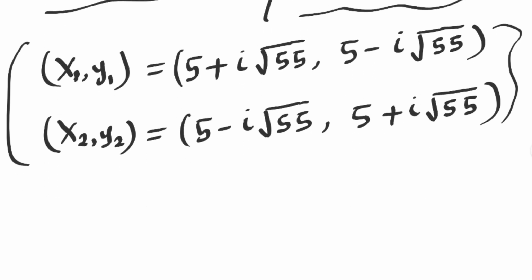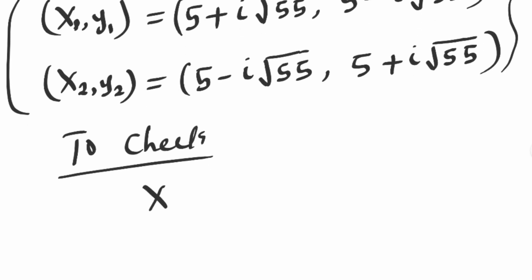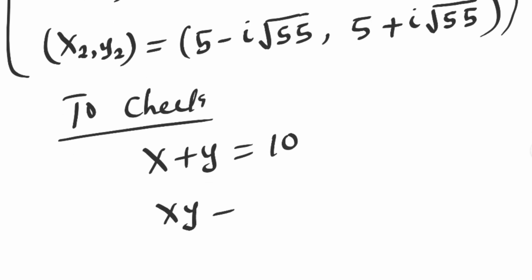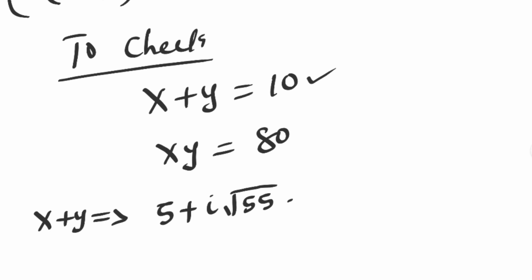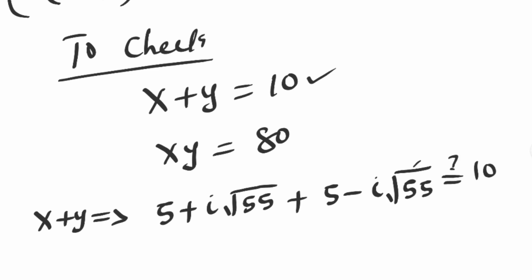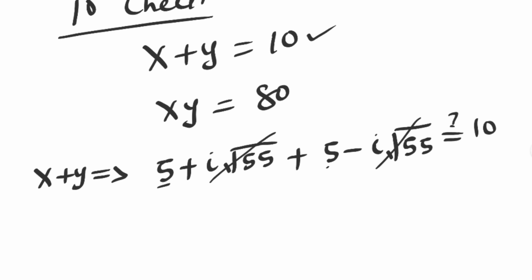Let's check. To check, we have the given equation x plus y is equal to 10, xy is equal to 80. Let us consider this. x plus y, we have 5 plus i root 55 plus 5 minus i square root of 55 must be equal to 10. This cancels this. 5 plus 5, this is 10, is equal to 10, which is true.